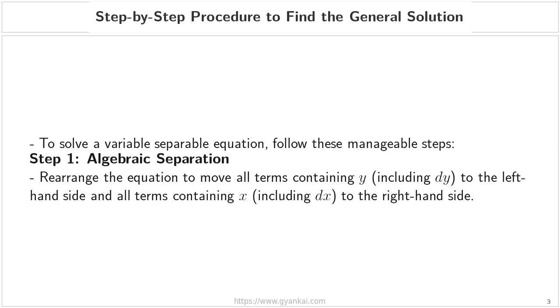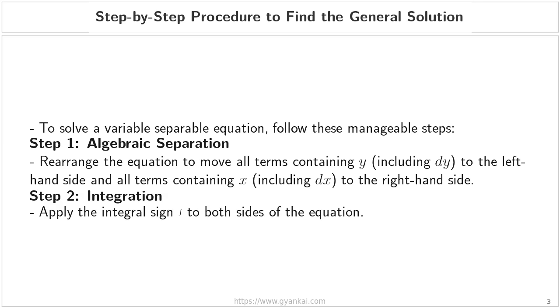Step 1 is algebraic separation. This is where you use your algebra skills to rearrange the equation. Your goal is to move every term containing y, and importantly, the differential dy, over to the left-hand side. Simultaneously, move all terms containing x, along with the differential dx, over to the right-hand side. Think of it as sorting your variables into their own respective sides.